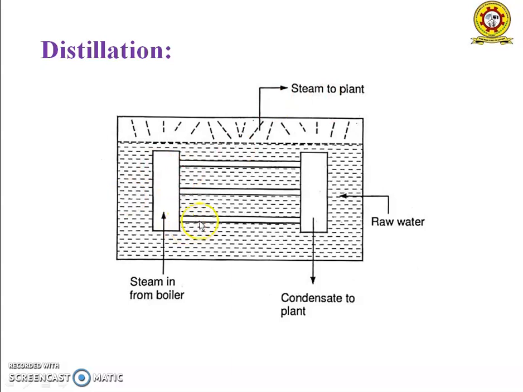If we take this part, steam from the boiler enters into this and is passed through the tubes, and the remaining part is filled with water, that is the raw water. There is an exchange of heat between the tubes and the raw water. The steam from the boiler cools down and the cool water is collected here. The raw water temperature increases and this steam is used in the plant. That means the raw water gets heated and converted into steam, and this steam is also used for the water. So this is the block diagram of the distillation process.